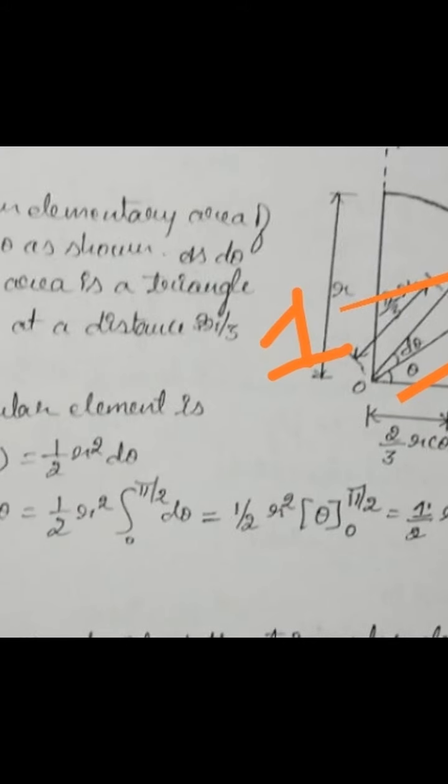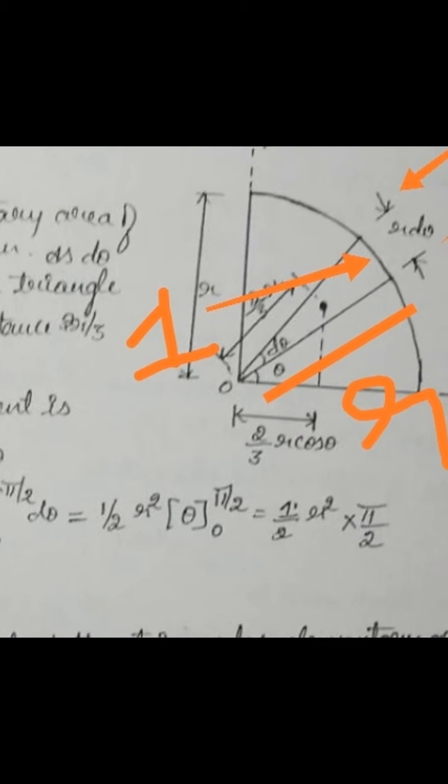You can see that the area of the smaller strip, with an angle d theta, is nothing but a right angle triangle. Right angle triangle, what is the area? Half into base into height. So that's what I have written here, half into base into height.